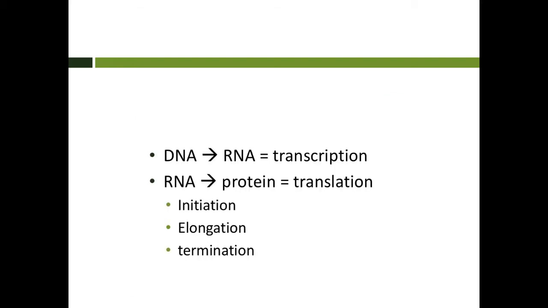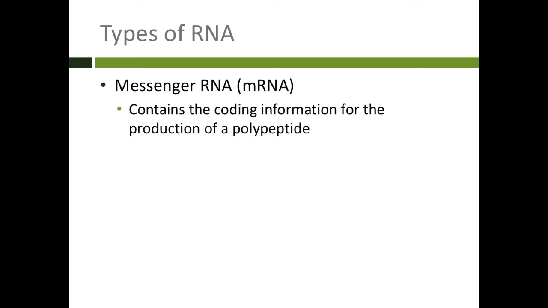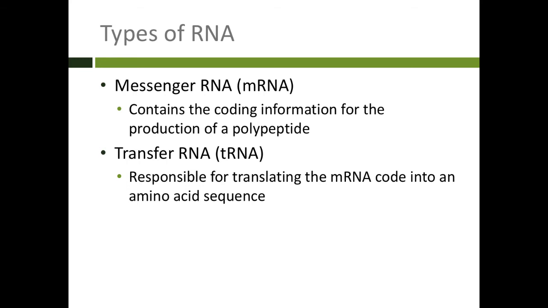We just finished talking about transcription, or the production of RNA from DNA. Next, we're going to talk about translation, which is the process of using RNA to make protein. But first, we have to talk about the types of RNA. The one we'll spend the most time talking about is messenger RNA, or mRNA. This type of RNA is the code that is translated to make a protein. Another type of RNA, transfer RNA, or tRNA, is what does the translation between nucleotides and amino acids.